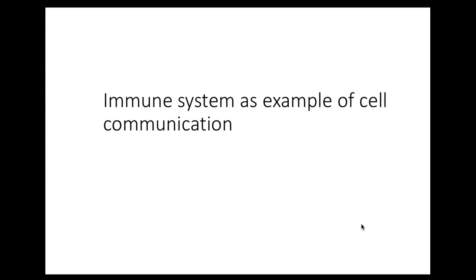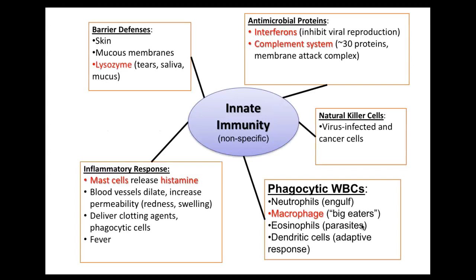All right, I'm going to move on to the immune system as an example of cell communication. Once again, I would not memorize everything. I would just look at these diagrams like, lots of receptors involved here. Wow, lots of cell communication involved here. Pretty cool stuff. So I talked about innate immunity. Innate immunity is your first line of defense. These are all the things that are going to happen when the body senses that there is a foreign invader.